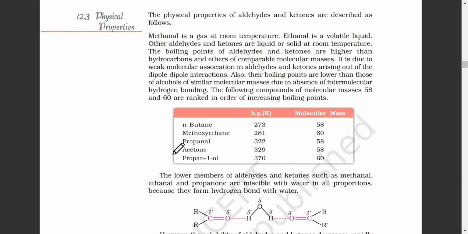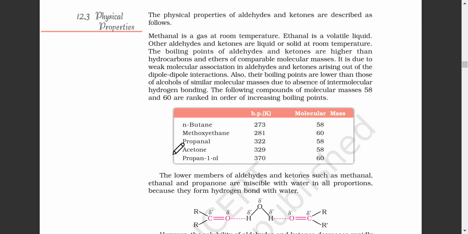Also, their boiling points are lower than those of alcohols of similar molecular masses due to absence of intermolecular hydrogen bonding. So, of course, alcohols of similar masses will have a higher boiling point than aldehydes and ketones, because obviously there is intermolecular hydrogen bonding, which raises the boiling point a lot. Fine.